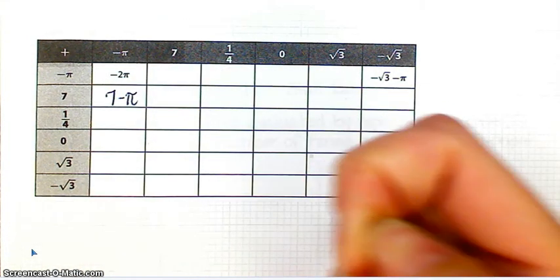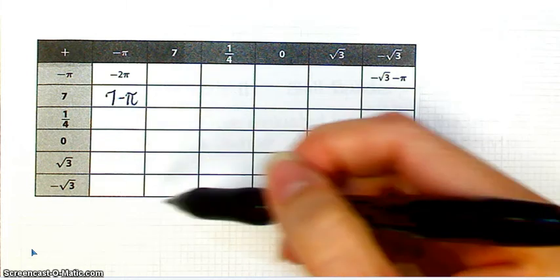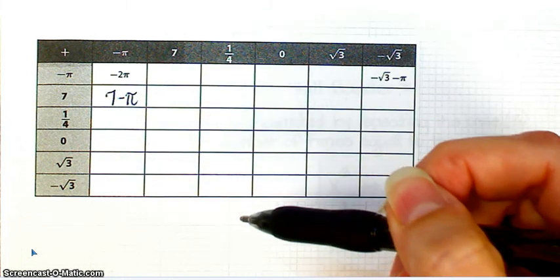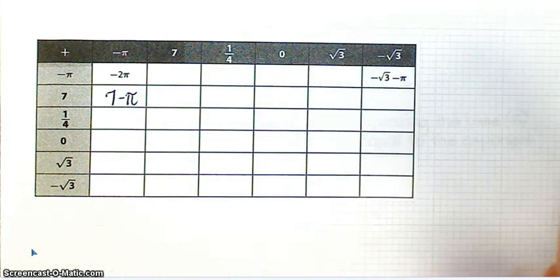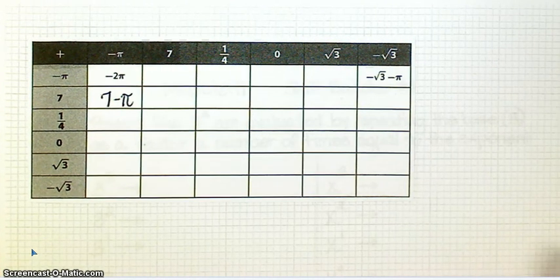I'm going to pause, and I would encourage you to fill it in as well. Maybe use a pencil and then double check that you got what I got. And then we're going to talk about whether we have rational, irrational numbers and whatnot. Okay?